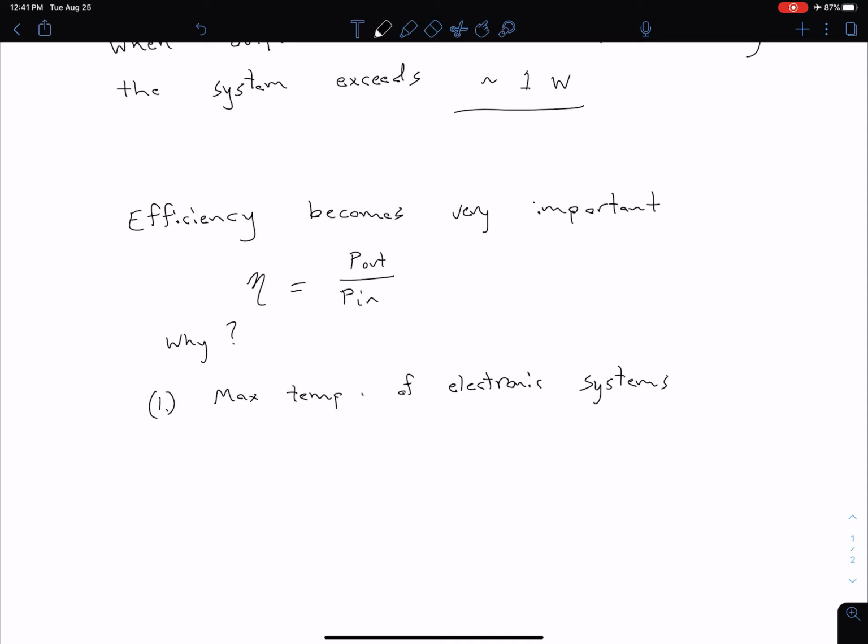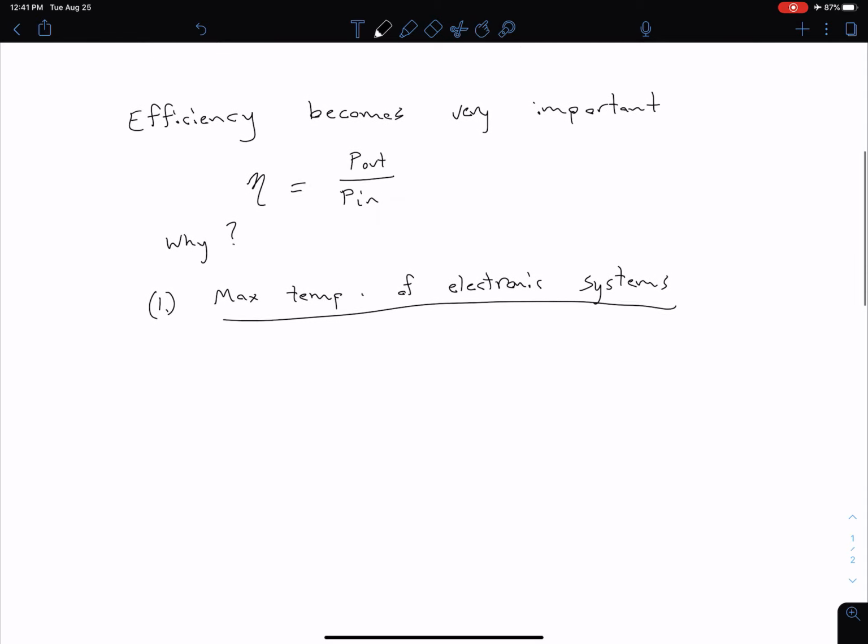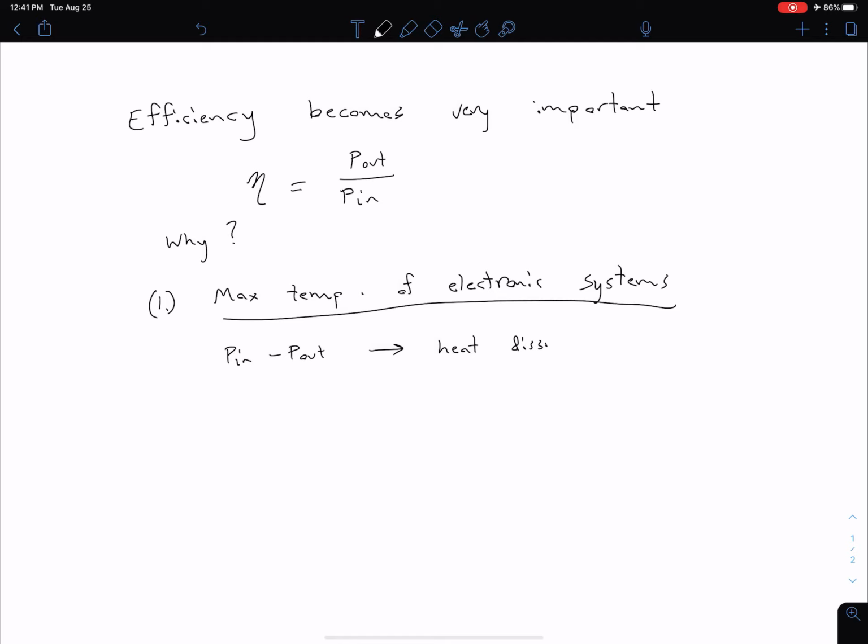So why are we concerned about the max temperature of our electronic system? Well, if it's not very efficient, remember whatever the difference is between P out minus P in, so if we have less than 100% efficiency, there's going to be some non-zero value for that difference, and so the difference is just going to be heat dissipated in the circuit. So heat dissipated in our circuit.